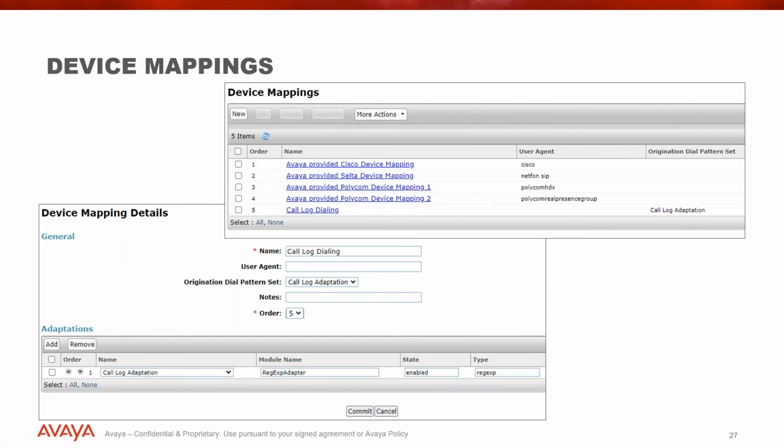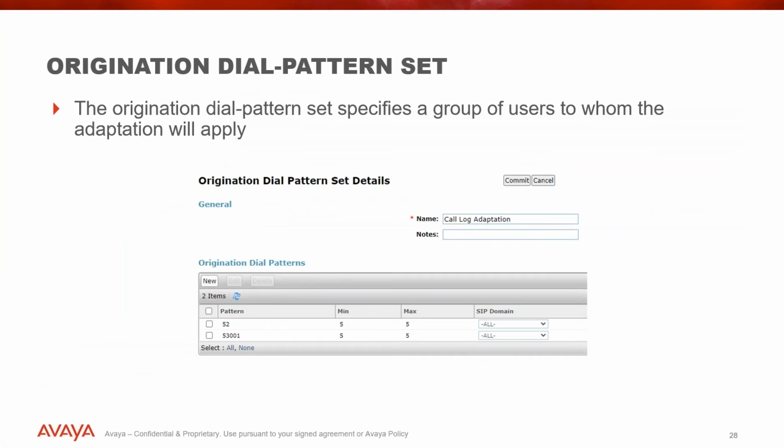So let's move on to the adaptation. Oh, nope, first we're going to talk about the origination dial pattern set. Here's where we specify which users we want this to apply to. You could have it apply to all users by just using a wildcard pattern, X with minimum 1, maximum 32 or something like that. In my example here, we're applying this to the pattern 52 with min 5, max 5. So any 5-digit number that starts with 52, and also 53001 with min 5, max 5. So the user 53001. This is the set of users that this adaptation is going to apply to.